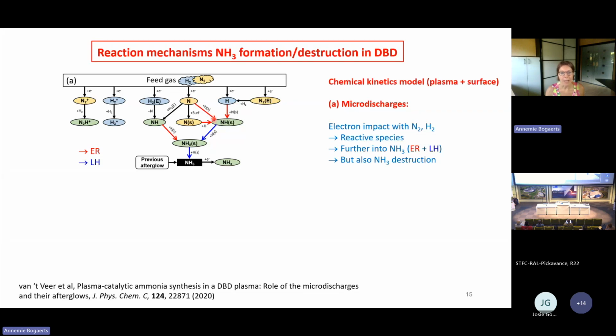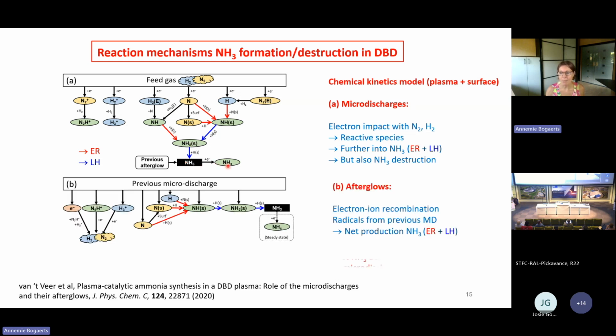And they recombine, forming NH, NH2, and finally NH3 by a combination of Eley-Rideal and Langmuir-Hinshelwood reactions. But we saw that during the microdischarges, most of the ammonia is decomposed into NHx. While in the afterglows, some other processes happen. The reactive species arrive from the previous microdischarge, and they recombine back into the feed gas, or they react at the catalyst surface, again by a combination of Eley-Rideal and Langmuir-Hinshelwood reactions, into ammonia. There is still some destruction of the ammonia, but there is a net production in the afterglows.